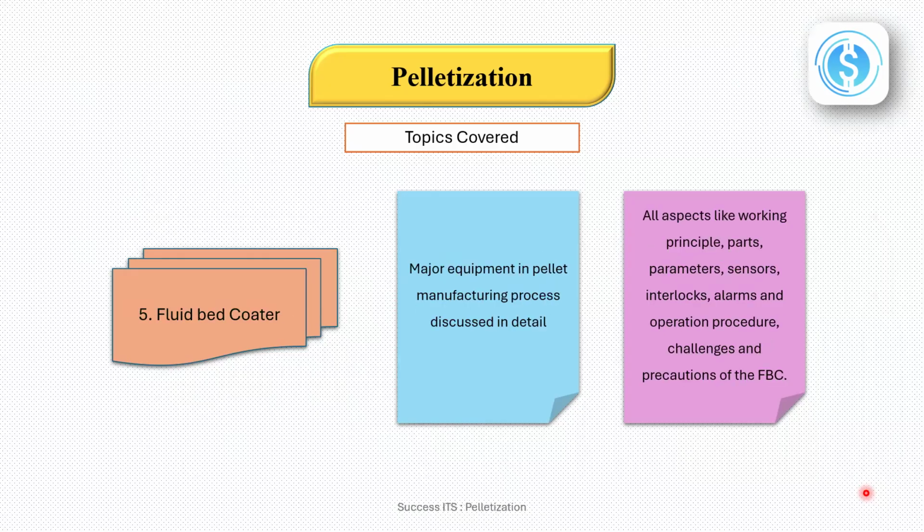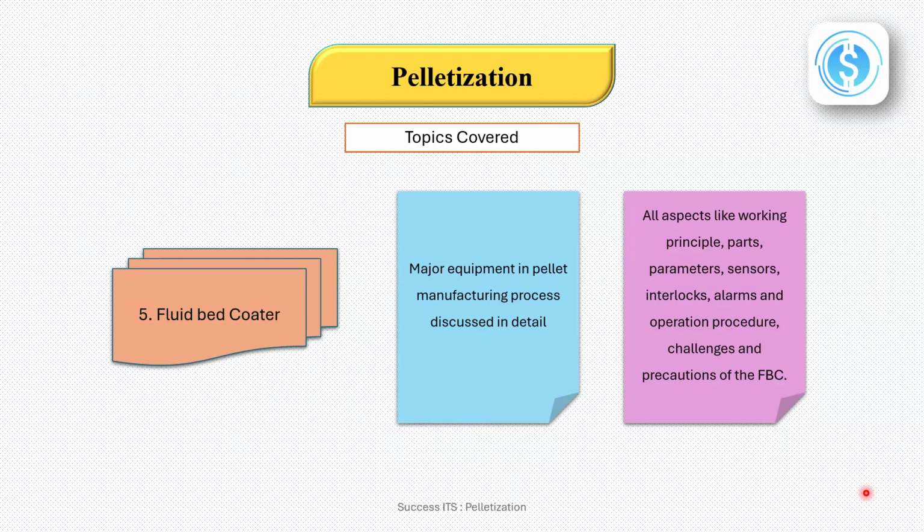In the fifth session, we will learn about the fluid bed coater, which is one of the most important pieces of equipment used in the pellet manufacturing process. The fluid bed coater or FBC is used to dry, coat and cure the pellets under controlled process conditions. It plays a critical role in achieving uniform coating, consistent product quality, and desired drug release profile.